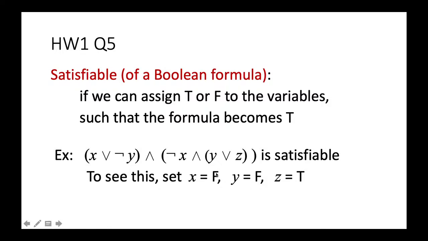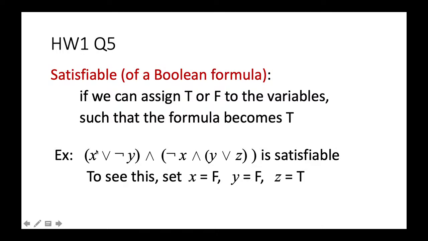When x is equal to false, y is equal to false, this part, x or not y, will be false or not false, which is equal to true. So this part is equal to true. Now let's look at the other part. When x is equal to false, then not x is true, and y or z is true. So not x and, in brackets, y or z will be true. So this part will be true.